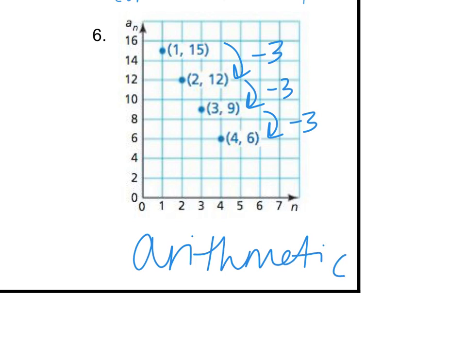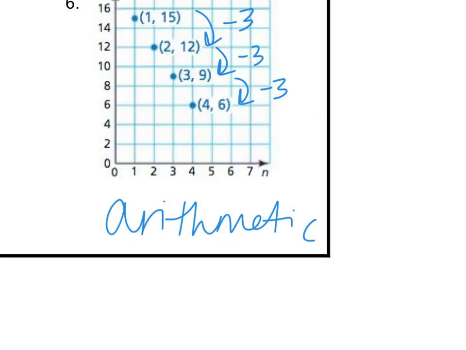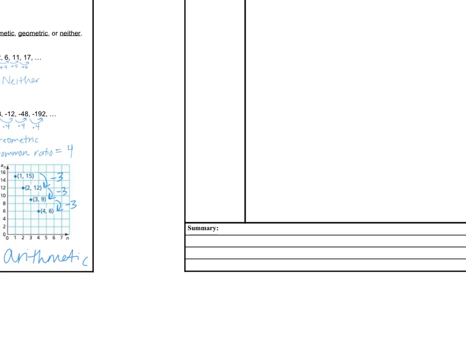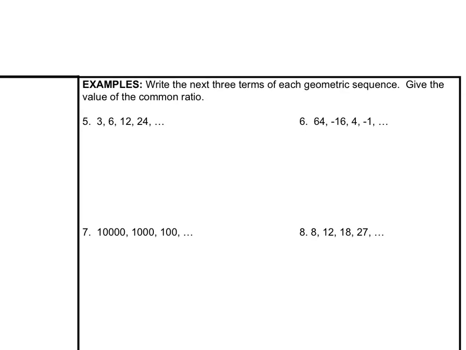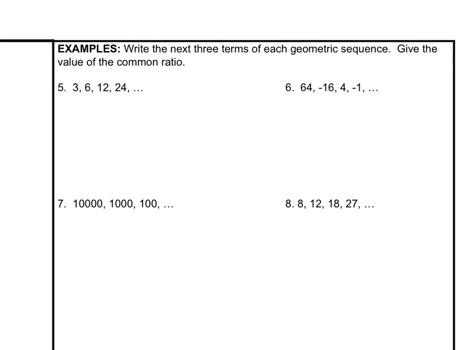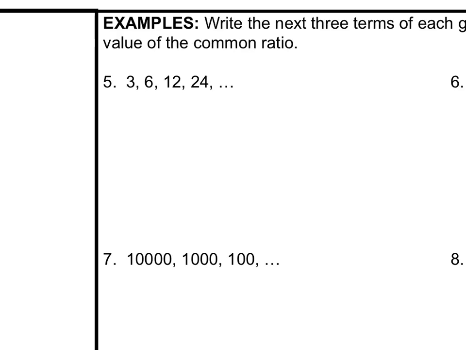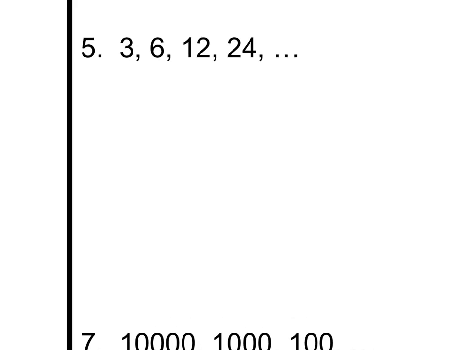Now we're going to write the next 3 terms of a geometric sequence and tell me what's the common ratio. You're going to start to see me use R as the common ratio, so I don't want to write it out every single time. Okay. Write the next 3 terms of each geometric sequence. Give the value of the common ratio.